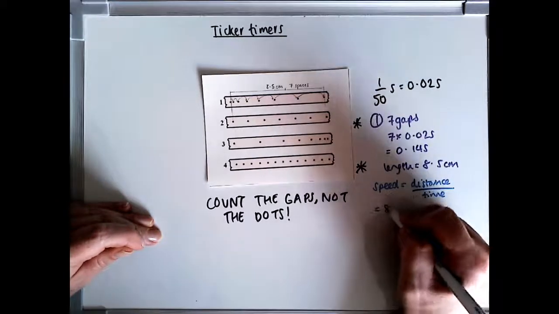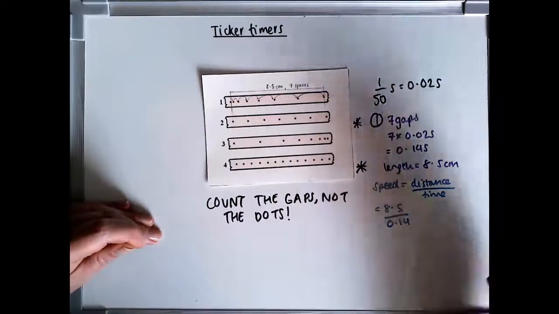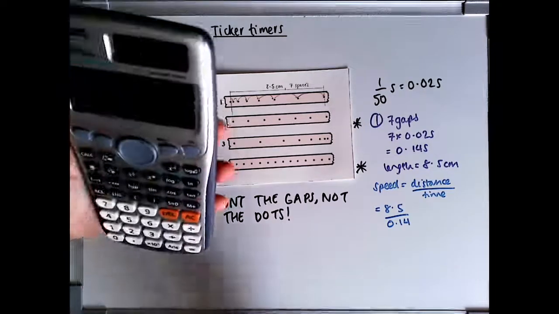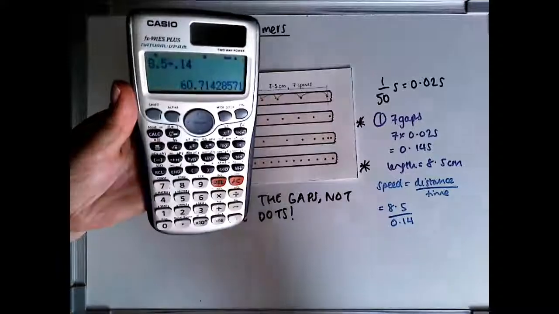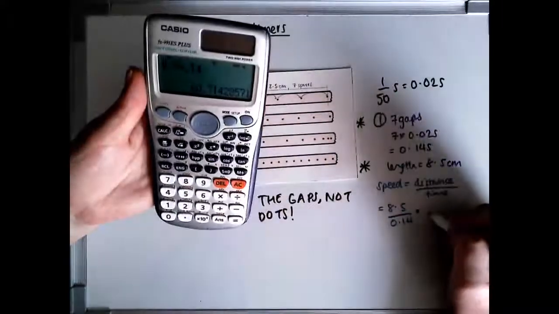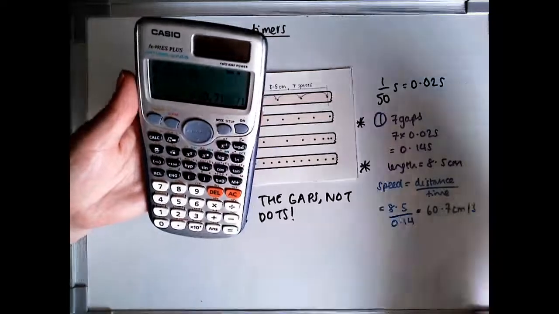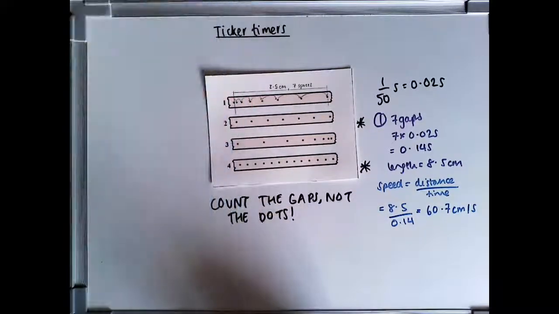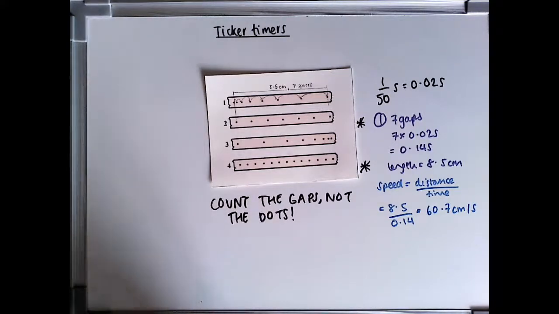And I know that it travelled 8.5 centimetres in 0.14 seconds. So I must have been pulling it through, you can see here, at a rate of 60.7 centimetres per second, because my distance is measured in centimetres, my time was measured in seconds. Okay, so that was how quickly I was pulling it through.